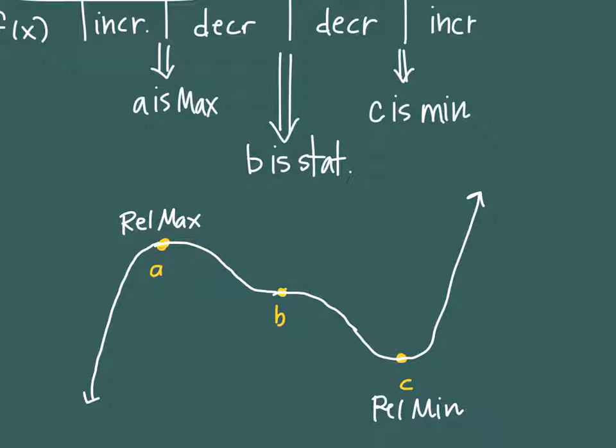Now we'd need to find the y values, and we could do that if we had the actual function. We'd have to actually plug our numbers in to find the y values. And we still know that B is a stationary point. That's the idea of first derivative analytics.